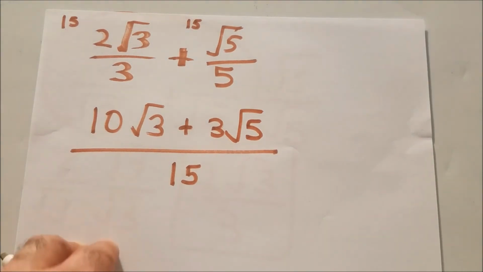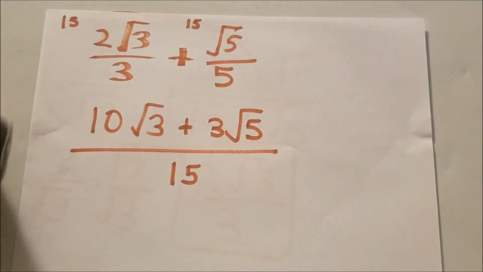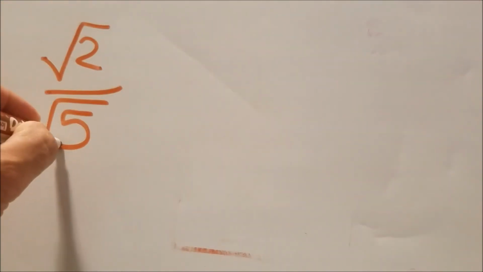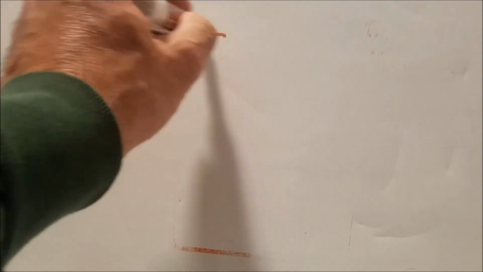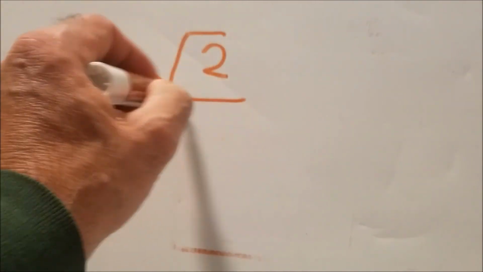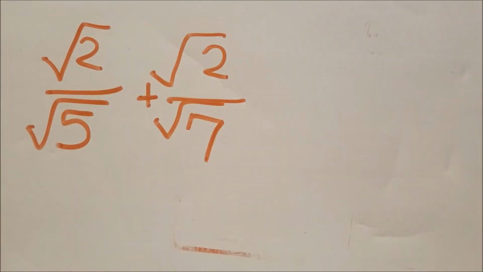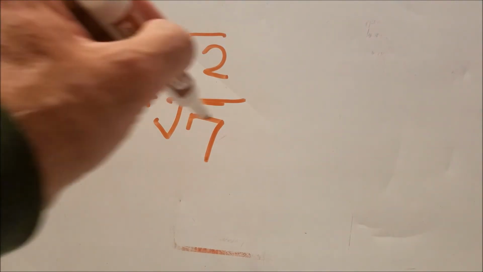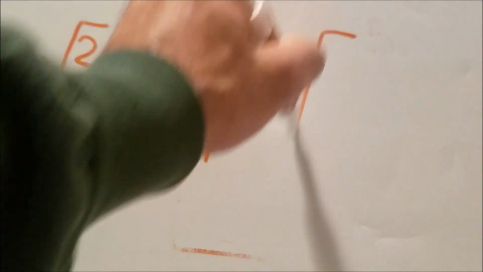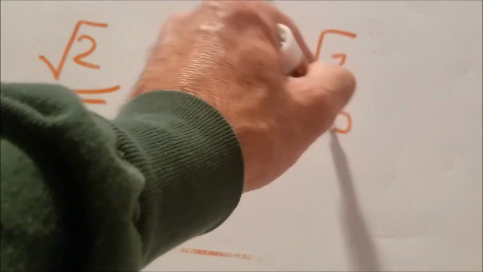Let's do some more addition. All right, erase this. So what if we had the square root of 2 over the square root of 5, right? And you want to add the square root of 2 over the square root of 7. Now, like I said previously, when you see something like this, it's just the square root of the fraction 2/5 plus the square root of the fraction 2/7.